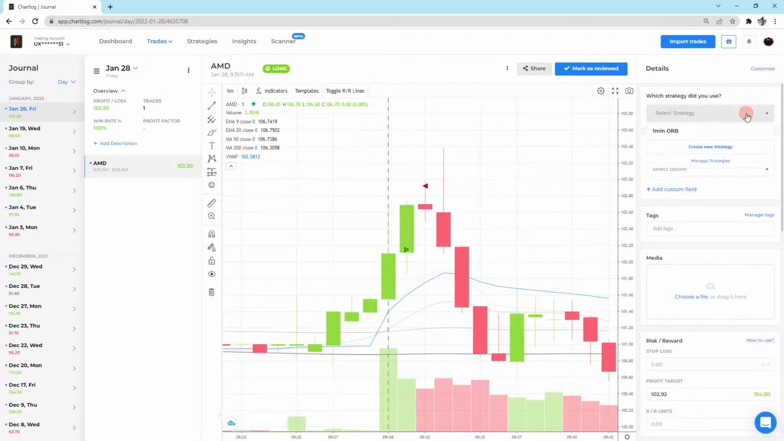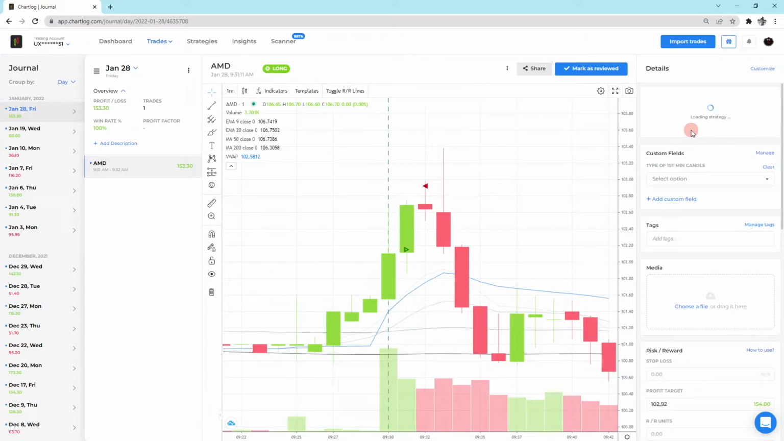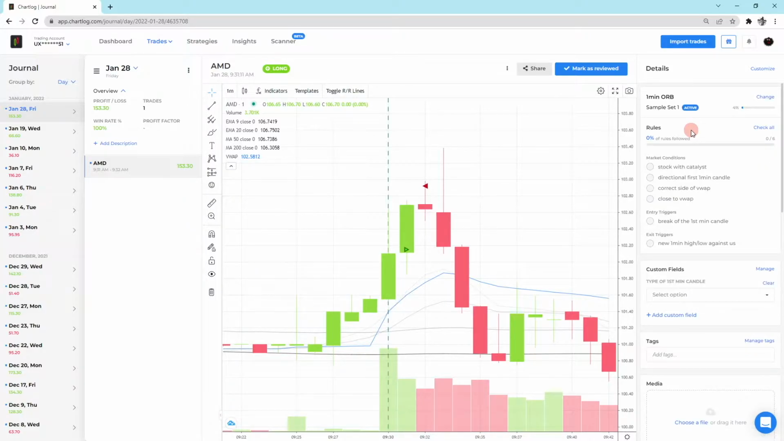We go to select strategy and assign the 1 minute orb. Chartlog will load the strategy and then ask us if we followed the rules. So first of all, the market conditions. Did we trade a stock with a catalyst? We can't see that on the chart now, but let's just assume we did. So we tick this box.